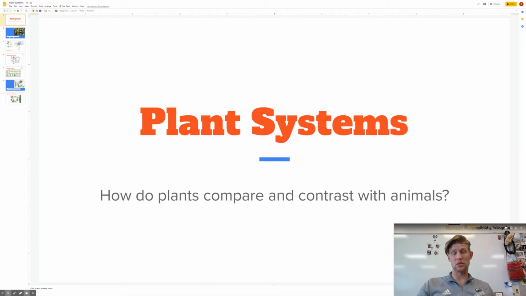So plant systems, we're going to compare plants with animals just a little bit. We got to see what's similar, what's different. Of course, we know what the differences are. We can see them. But let's look at some of the similarities between them.